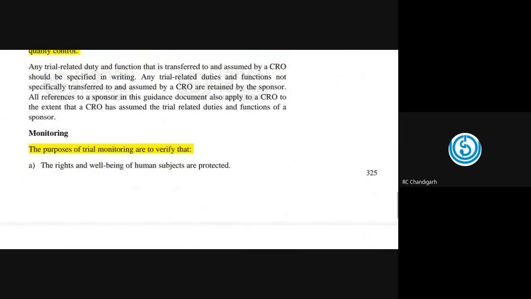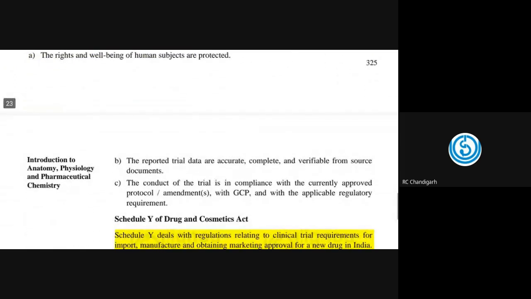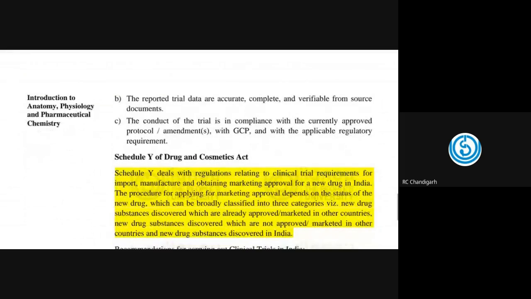Monitoring. The purposes of trial monitoring are to verify that the rights and well-being of human subjects are protected, the reported trial data are accurate, complete, and verifiable from source documents, and the conduct of the trial is in compliance with the currently approved protocol or amendments, with GCP, and with applicable regulatory requirements.